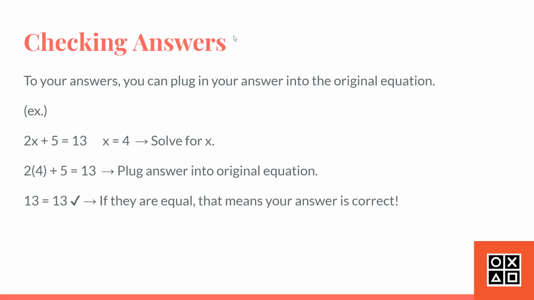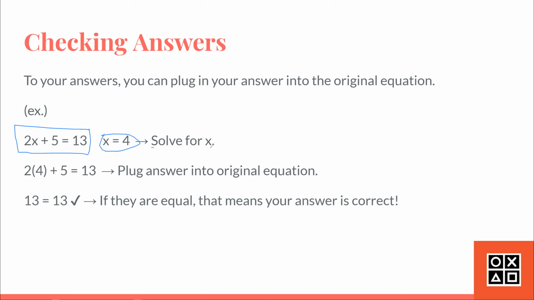Finally, we will be talking about checking answers. To check your answers, you can plug your answer into the original equation. So given the original equation 2x plus 5, you can solve it using the properties of equality to get x equals 4. Then you want to go back to your original equation and substitute 4 for x, because right here you already determined that x has to be equal to 4. So you can substitute 4 for x in any case.